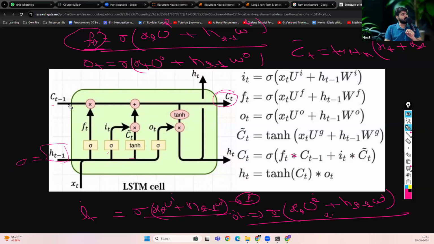Again, same: C of t minus 1 is 0 because this is the memory block. And as we are learning LSTM for the first time, before today's class your LSTM knowledge is 0. So we can say C of t minus 1 is 0 because this is the memory block. Before today's session, you don't know anything about LSTM. That's why we say your memory, your knowledge regarding LSTM, is 0.